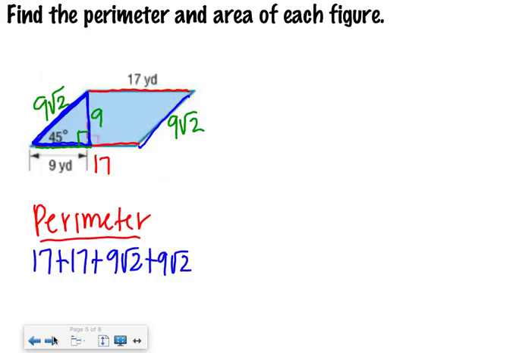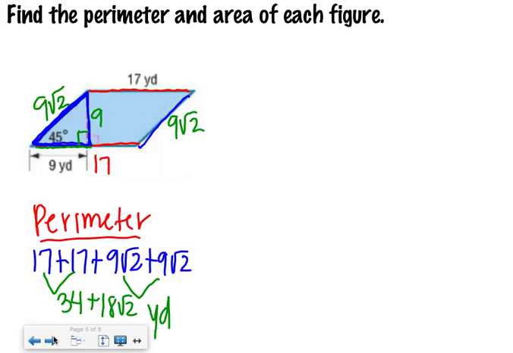So if we want to be fancy, we would just add our like terms. So these guys go together and make 34. These guys go together and give me how many root 2s? Well, 18 of them. That's right. So if we wanted to be fancy, we could leave our answer like that. So 34 plus 18 root 2 yards.